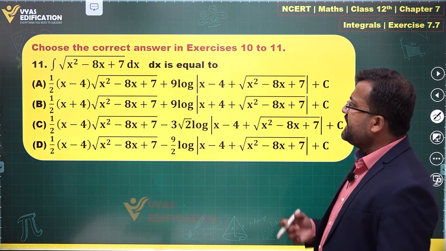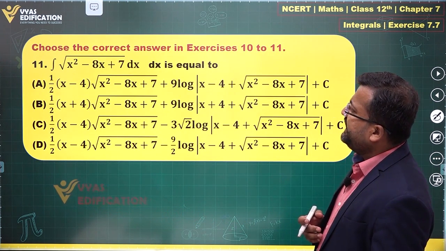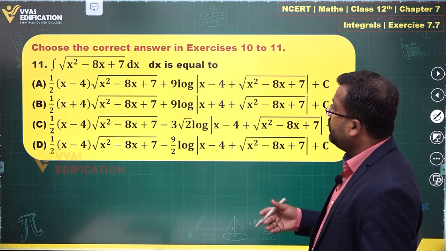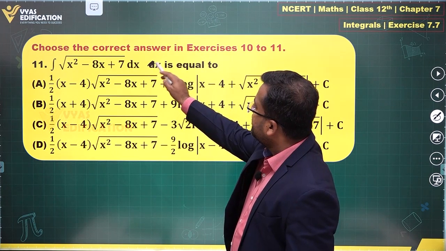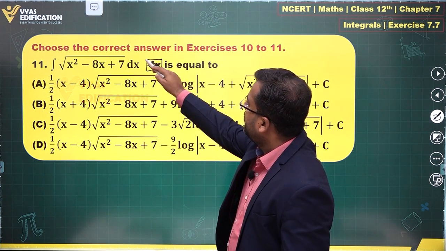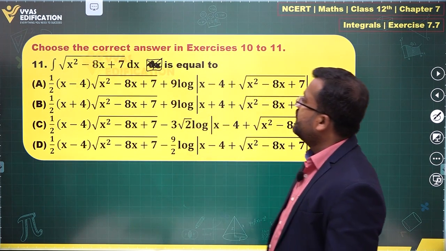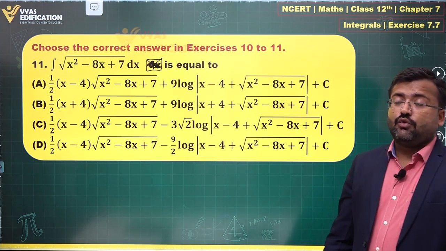The 11th question says integral of under root of x square minus 8x plus 7 dx is equal to what? Oh, dx has been repeated. Let's get rid of one of these dx. So this is equal to what?